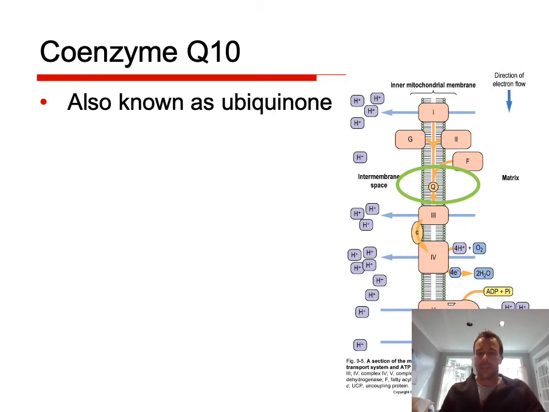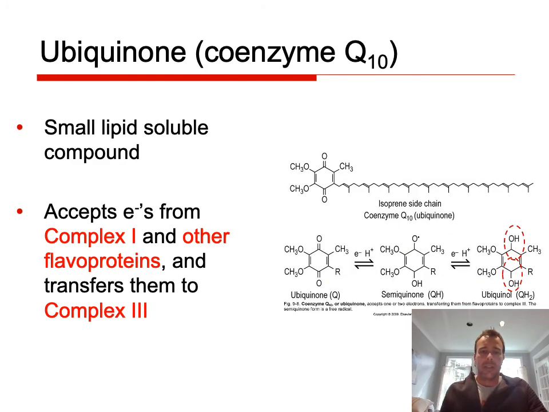Coenzyme Q is the next stage in the process. It's also known as ubiquinone. It's a small lipid-soluble compound. Here's a structure of it. You can see it has an isoprenoid backbone. It accepts electrons from complex 1 as well as other flavoproteins and then transfers them to complex 3.